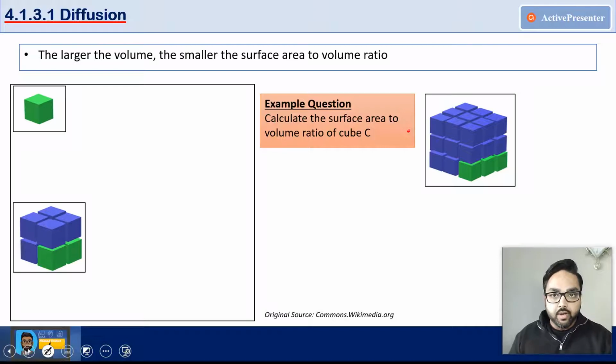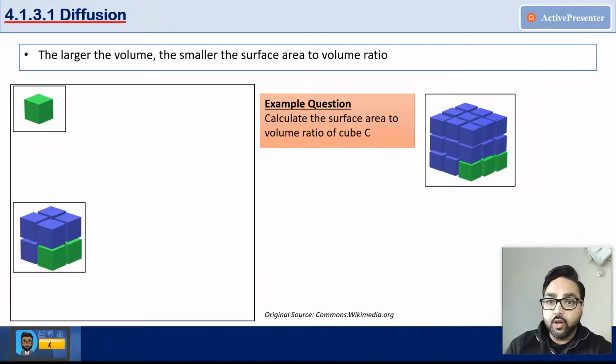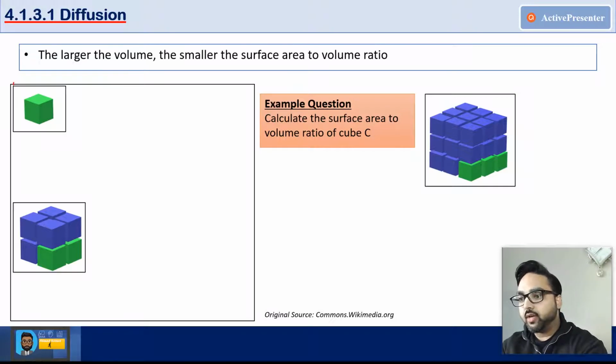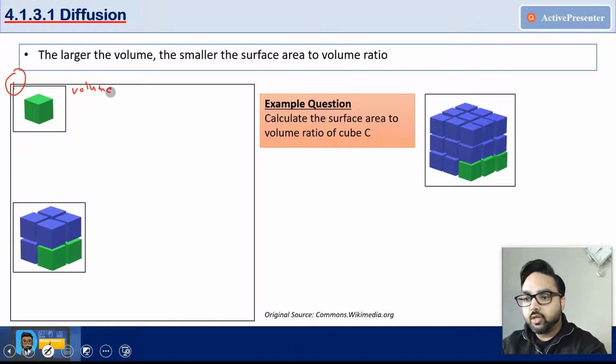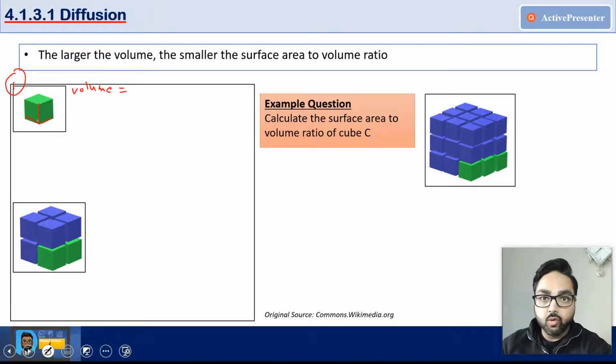Well, bit of maths, but how do you calculate surface area and how do you calculate volume? So first of all, we're going to go with this one over here, which is number 1. So what we're going to do is calculate the volume of this cube first. When you calculate volume, it's length times width times height, and in this particular cube, we're going to treat them all as 1 centimeter. I've seen this in an exam question, and it's quite a common one that they like to throw in.